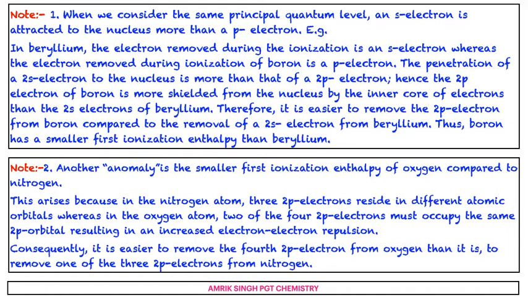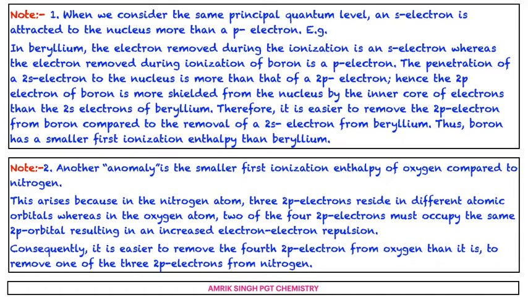Note number 2: another anomaly is the smaller first ionization enthalpy of oxygen compared to nitrogen. Oxygen is atomic number 8 and nitrogen is 7. Moving from 7 to 8, ionization energy again should increase, but it decreases. And if we want to answer this question, then we will have to write the electronic configuration.